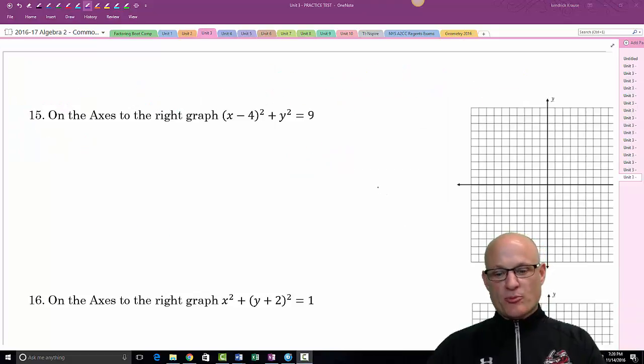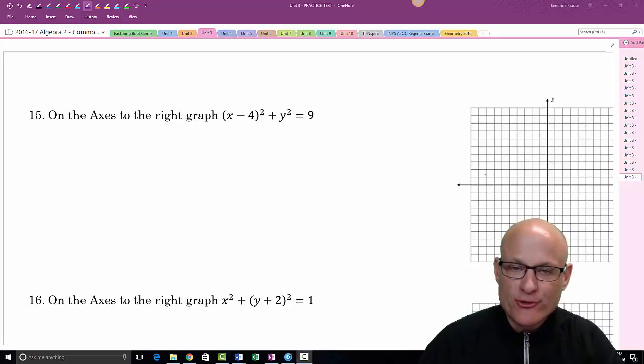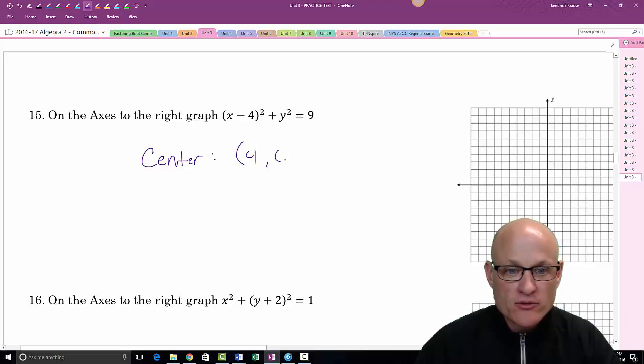Okay, this page ought to go pretty quickly. These are pretty simple questions. I just want to graph this. But I need to show work. It's not okay just to come over here and graph it like you're some genius. You have to show a little bit of work. So you're going to say, okay, Mr. Krause, I know that the center is 4, 0. Opposite, and there's no number with this one, so it's 0. I know that the radius is equal to 3.